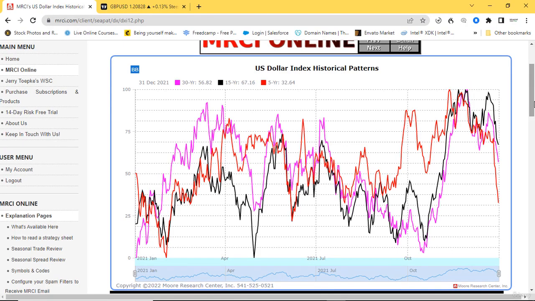So right now, what we're looking at is seasonal tendencies, and this is by Steve Moore. Now, you're going to find a lot of seasonal tendency products out there, but in my opinion, this one is one of the best ones, if not the best. It's pretty consistent.